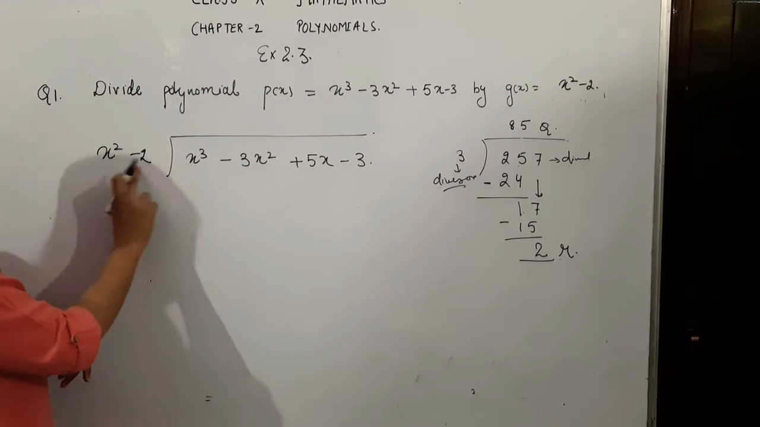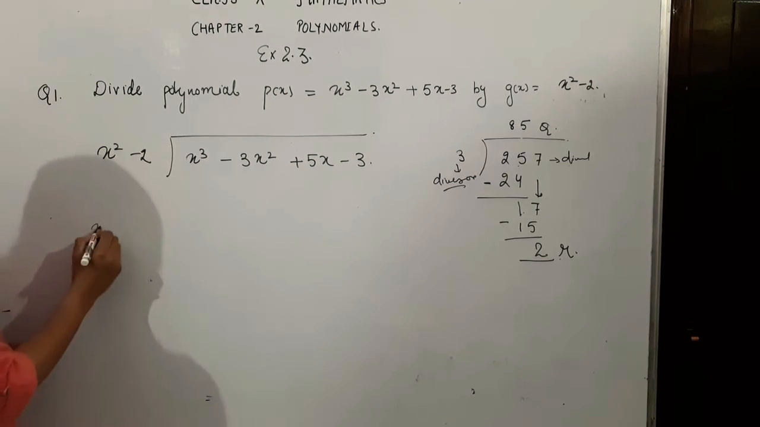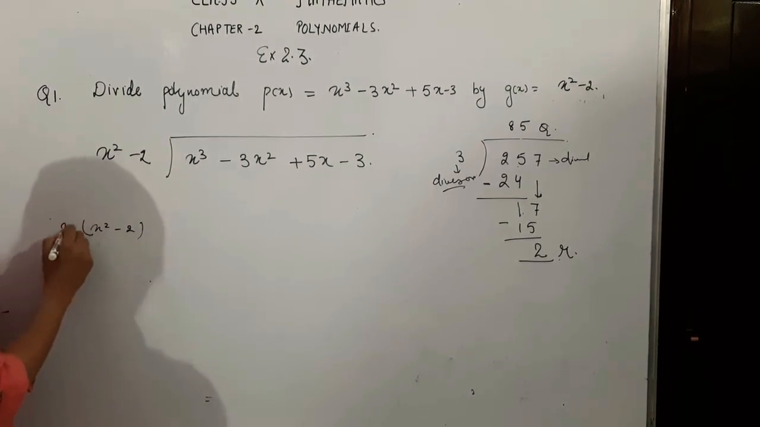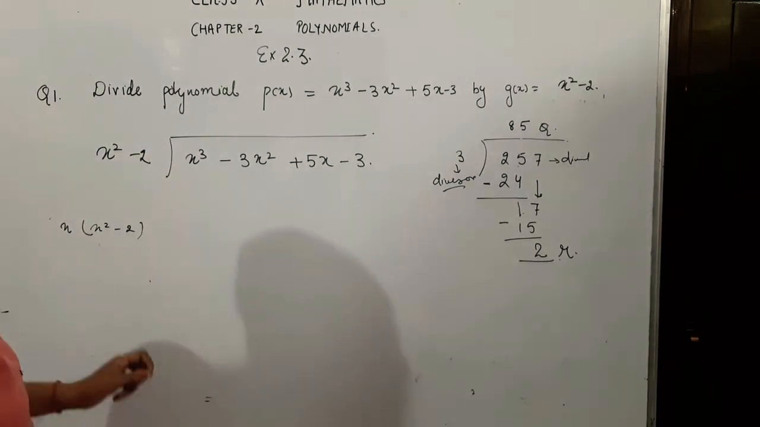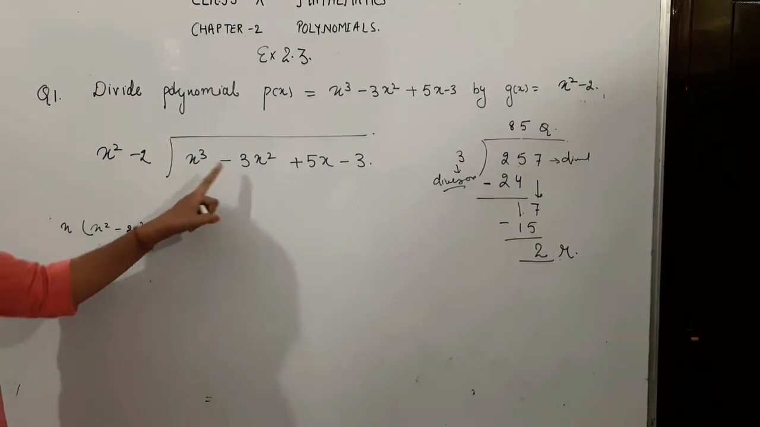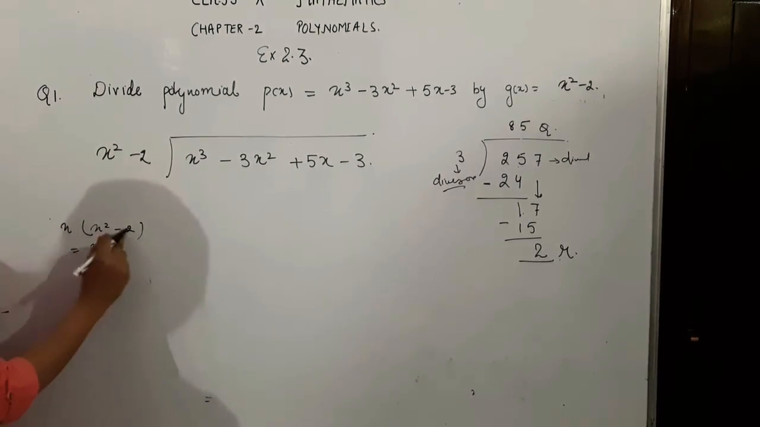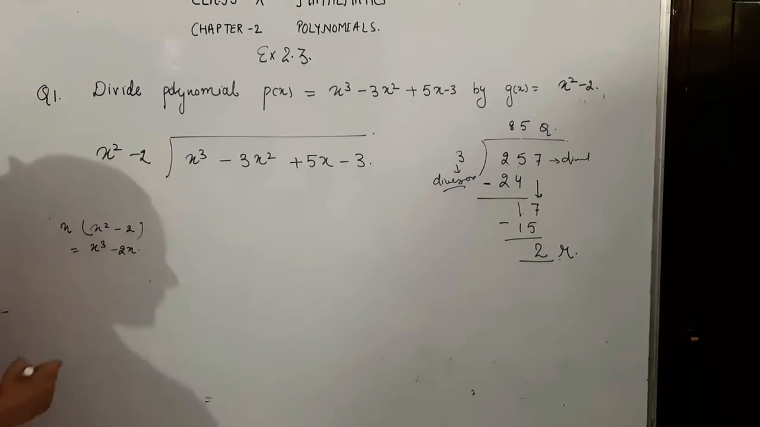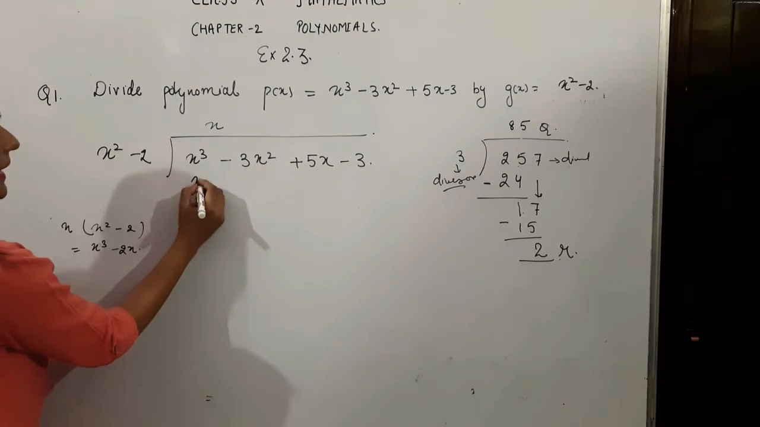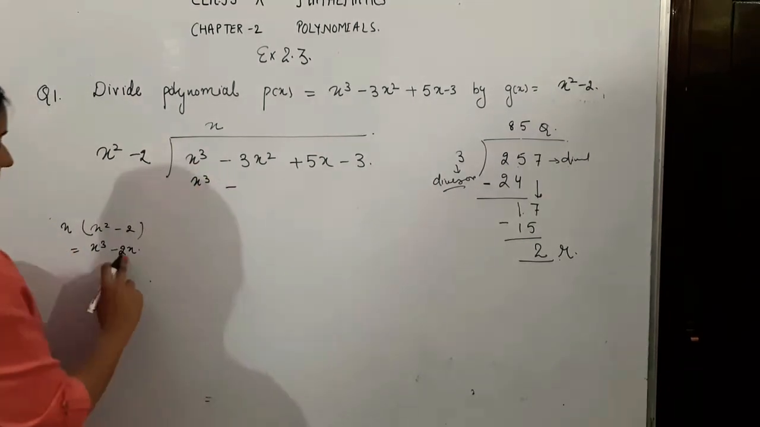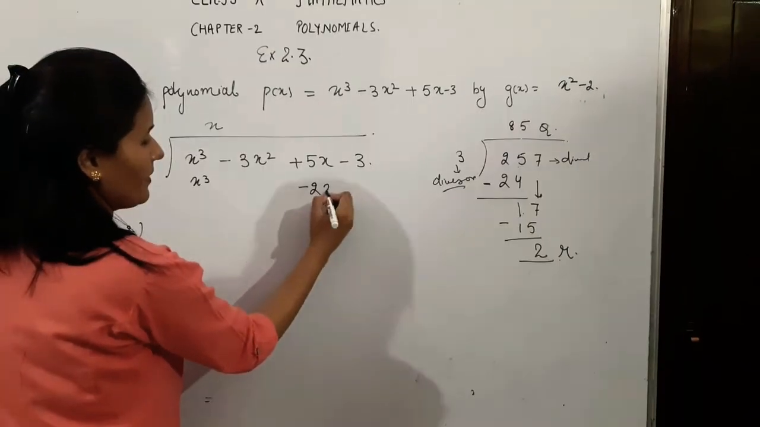So by which this is to be multiplied? I am multiplying it by x square minus 2 by x. Already done in 9th standard, just try to recall the steps. We are multiplying it by x so that it becomes x cube, and this will become 2x. So quotient, whatever we are multiplying, we will write up. It will become x cube minus 2x. 2x, so like term, we need to take care of.